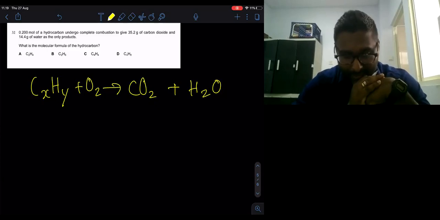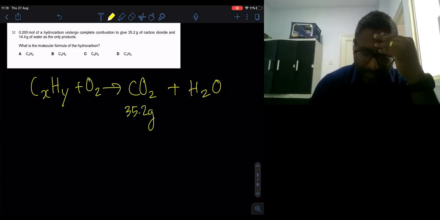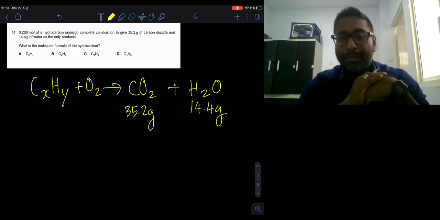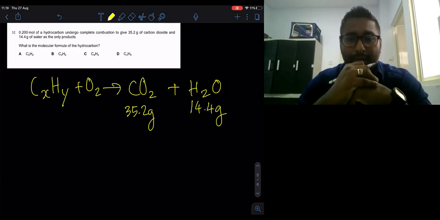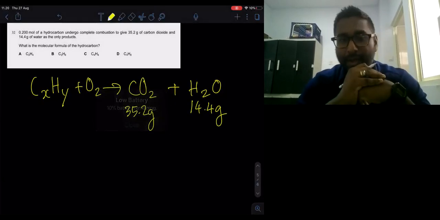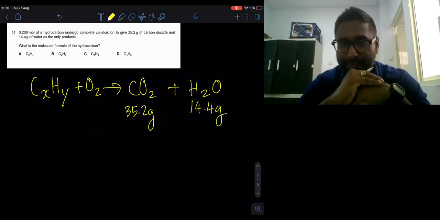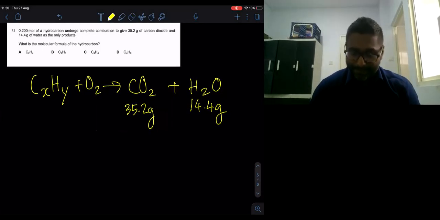And then they say that you have 35.2 gram of carbon dioxide and 14.4 gram of water as the only products. So what you can do over here is find out the number of moles of carbon dioxide. You can find out the number of moles of water first. Let's find out first.